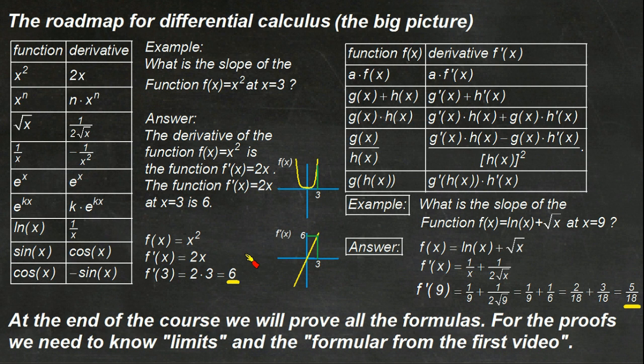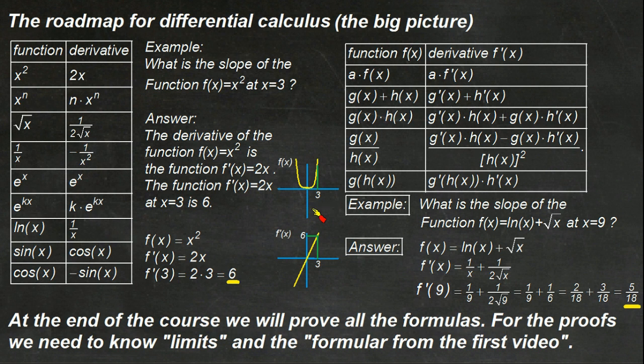The next thing I have done is I've represented the problem and the solution graphically. In the first picture, we see the given function f of x equals x squared. The yellow graph is the given function f of x. F of x equals x squared. And what are we looking for? We are looking for the slope at x equals 3. So I draw a line here at x equals 3.